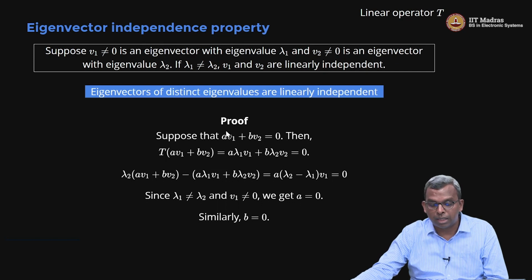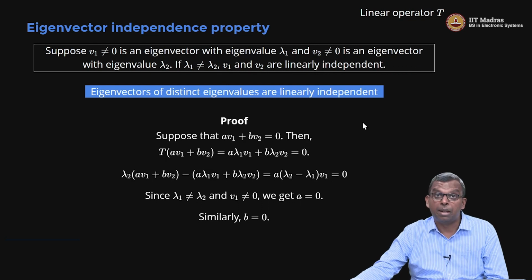So, you multiply both sides by, let us say, lambda 2 and subtract. Then the b part will cancel, and you just get a times (lambda 1 minus lambda 2) v1 is 0. Since lambda 2 is not equal to lambda 1, a has to be 0. Similarly, b will also be 0. So, you can easily show that if lambda 1 and lambda 2 are not the same, v1 and v2 are linearly independent. Powerful, right?